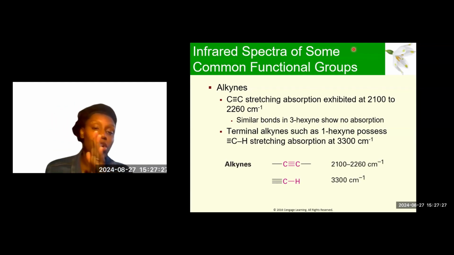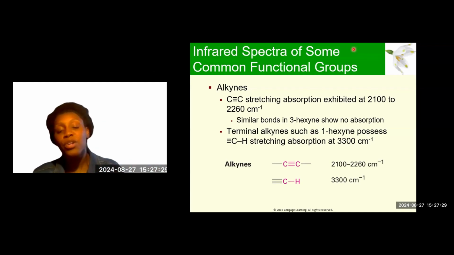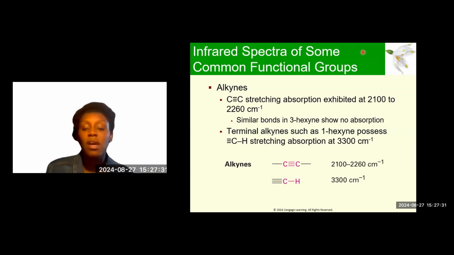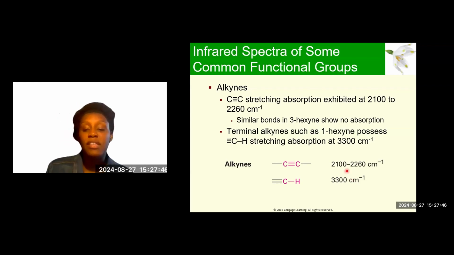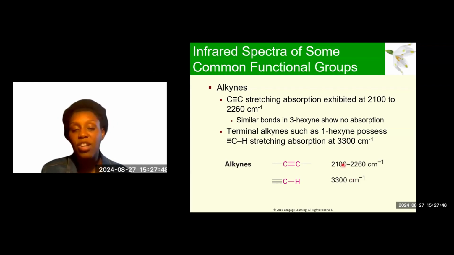And as they go stronger and stronger, they go further over to the left. All right. So for alkynes, you're going to be looking for either both of these peaks or just one of them if it is internal. So let's see, what do these actually look like?